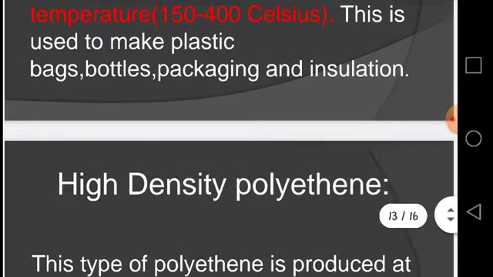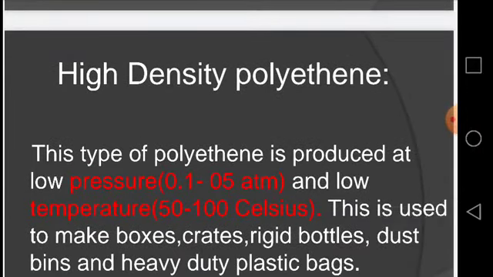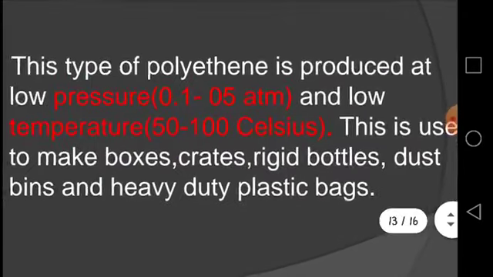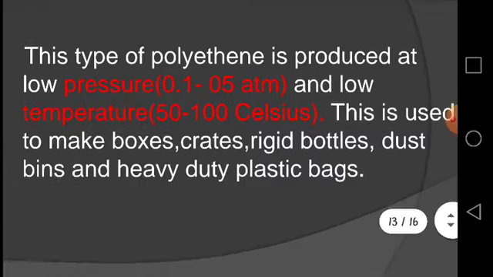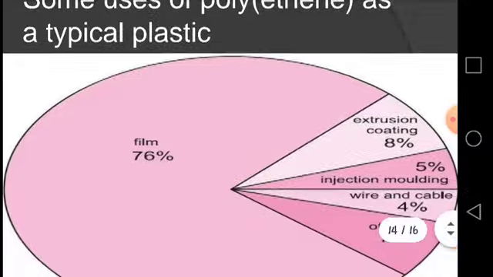Another way to produce polyethylene is high density polyethylene. For this purpose we use low pressure, which is 0.1 to 5 atmospheric pressure, and a low temperature of about 50 to 100 degrees Celsius. This is used to make boxes, crates, rigid bottles, dust bins and heavy duty plastic bags. Dear students, these are the two types of polyethylene and their uses, but overall polyethylene has some basic uses as a plastic.